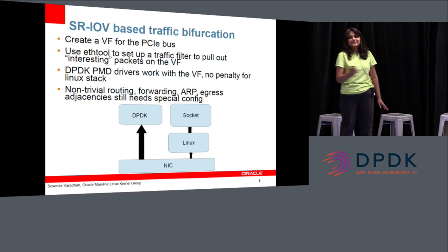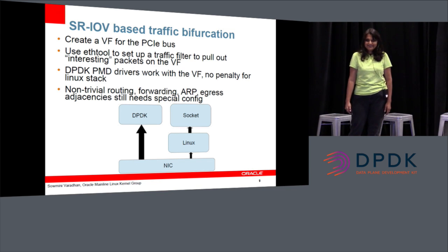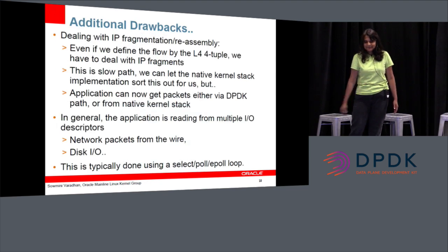Because now you don't have the latency that you had through KNI. However, for the egress path, as soon as you have anything that is not a trivial form of routing, as soon as you have non-trivial routing, forwarding, ARP, filtering rules, there's going to be a problem because your DPDK needs to learn those rules. There is no control plane by default in the virtual function path.